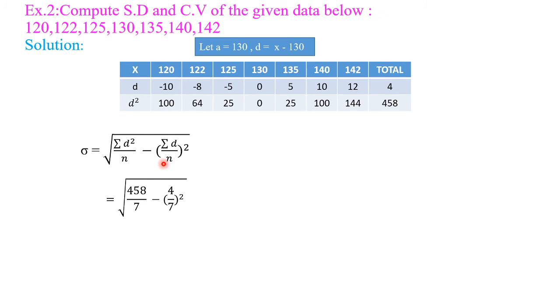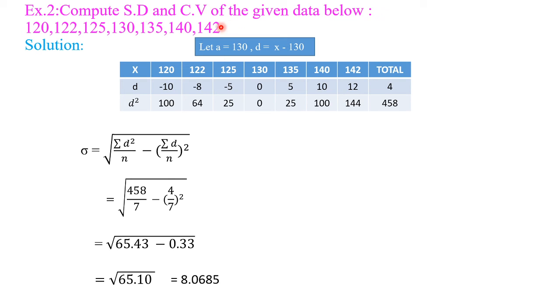Then summation of d is equal to 4, and n is 7, so 4 by 7 bracket square. Then 458 divided by 7 is 65.43. 4 by 7 square is equal to 0.33, and we get under root 65.10, and under root 65.10 is equal to 8.0685.